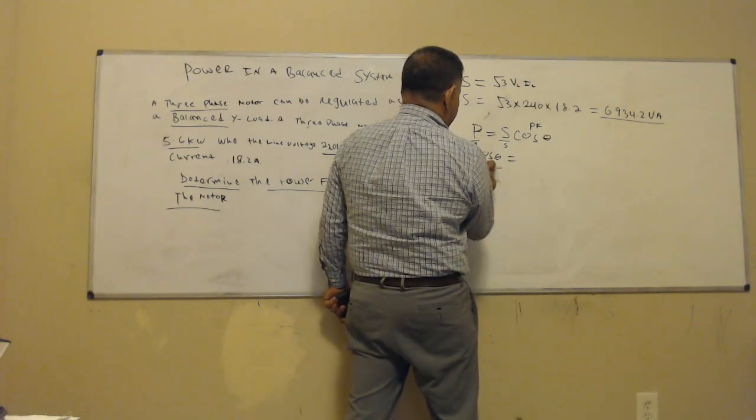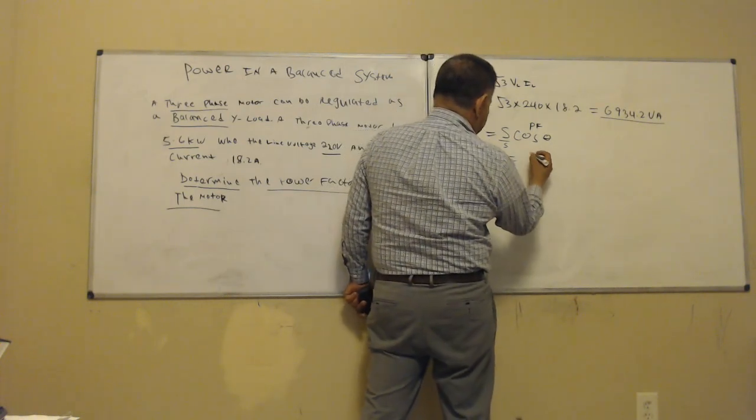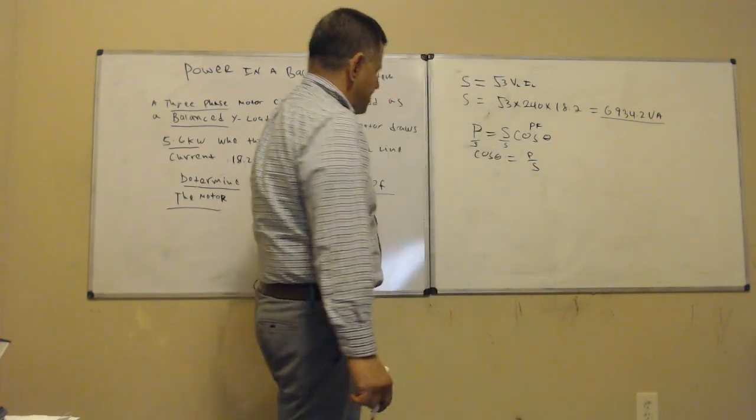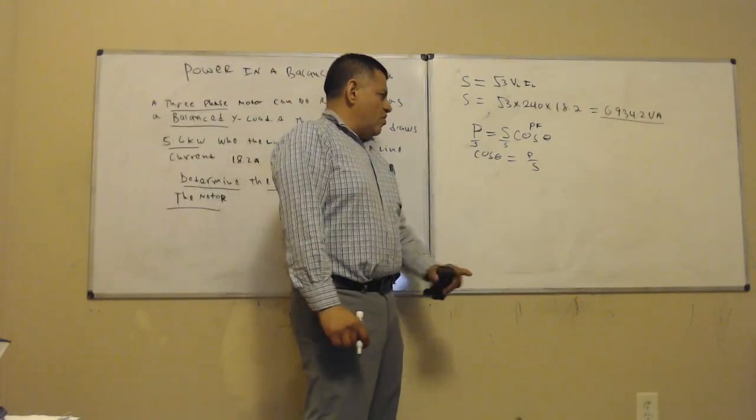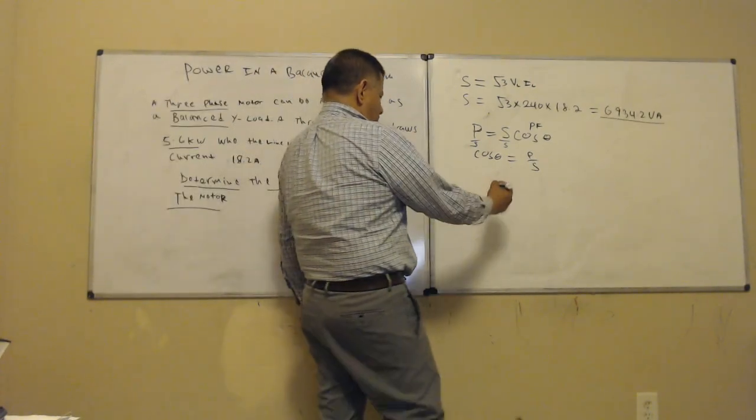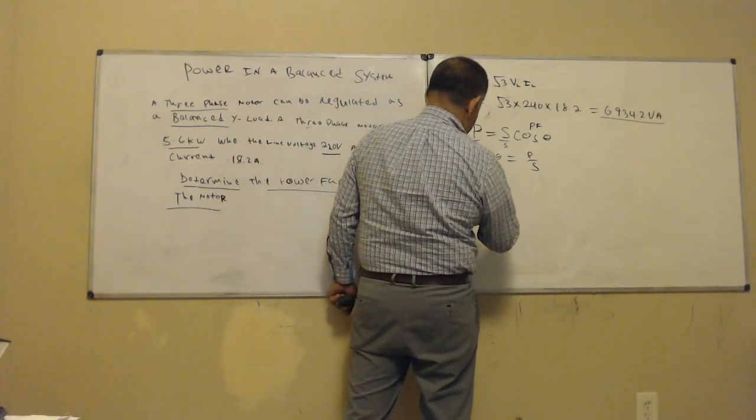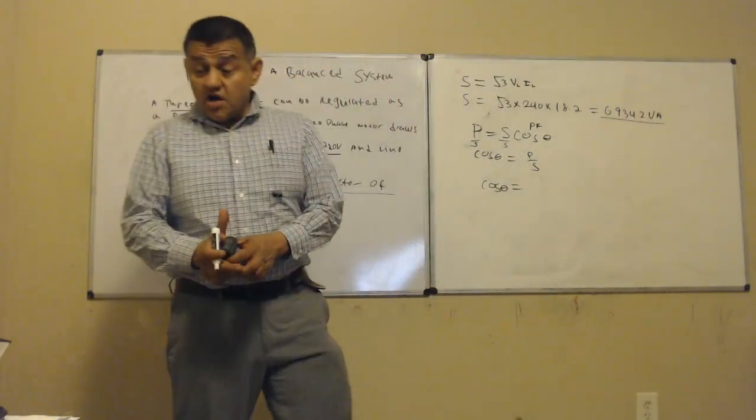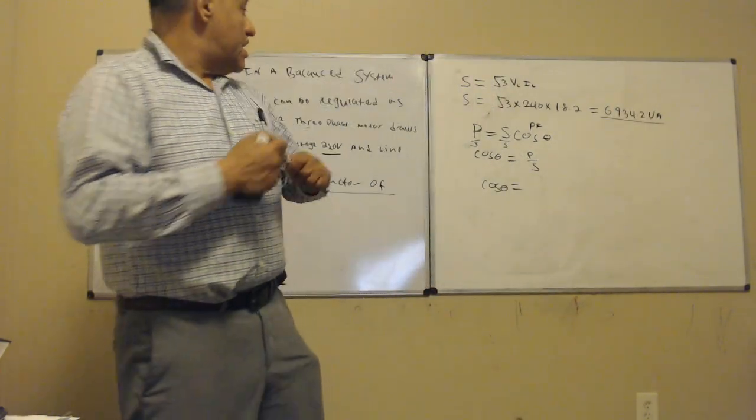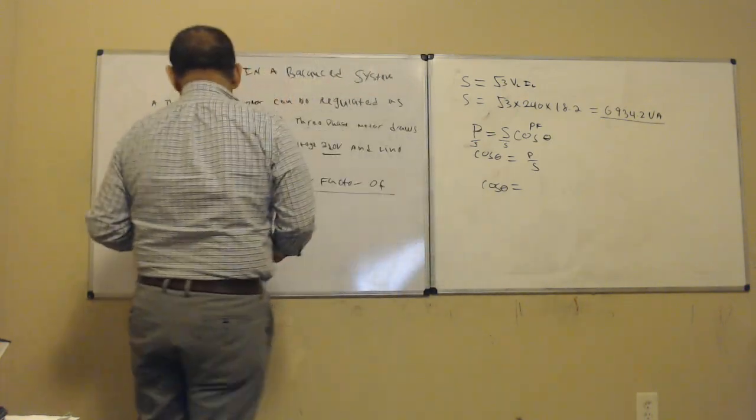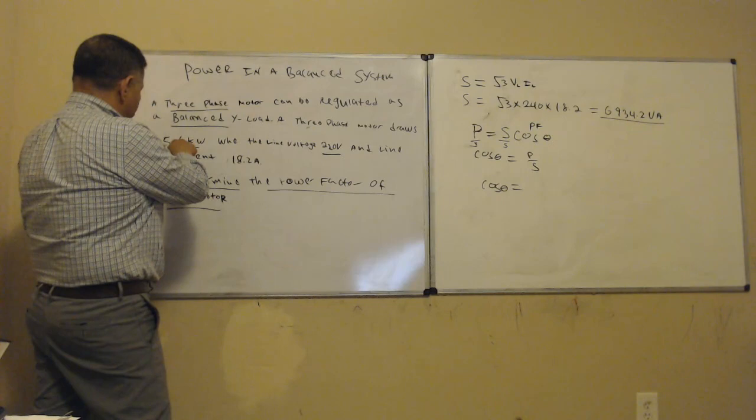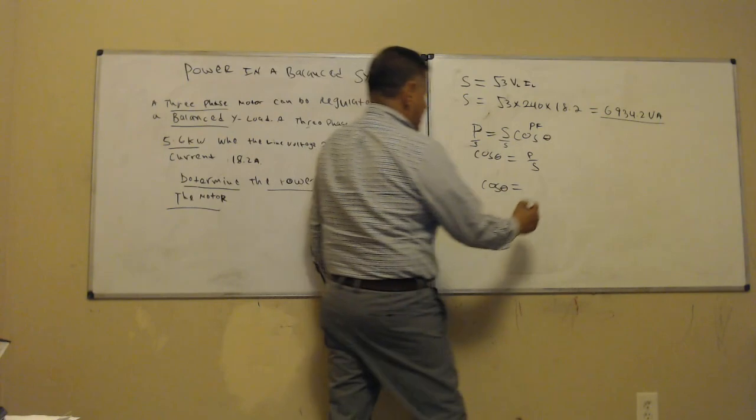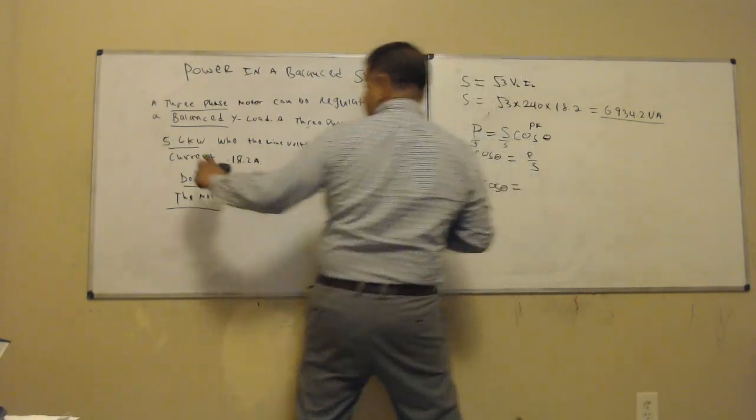Divided by S on both sides. And I can say that cosine of theta is equal to P over S, isn't it? Now, what I can do is simply cosine of theta, which is the power factor, right? Making this 3 decimals to the right because it's a kilowatt. I'd say that that is right.